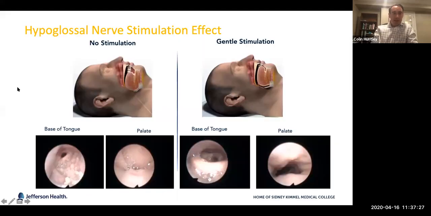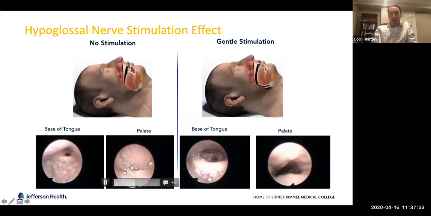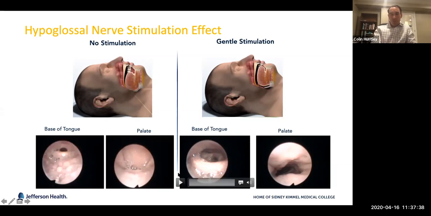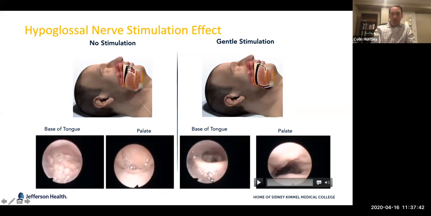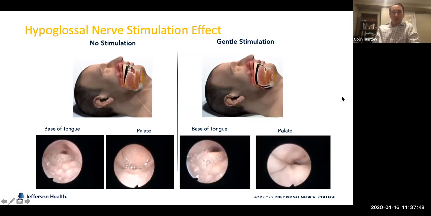And again, just endoscopy videos. So you see obstruction at the tongue base here. You're seeing the epiglottis in the distance and also the palate. And with stimulation, you're seeing contraction of that tongue base and opening up of the epiglottic airway, and also contraction of the palate. And this is what we're looking for in an optimal scenario.